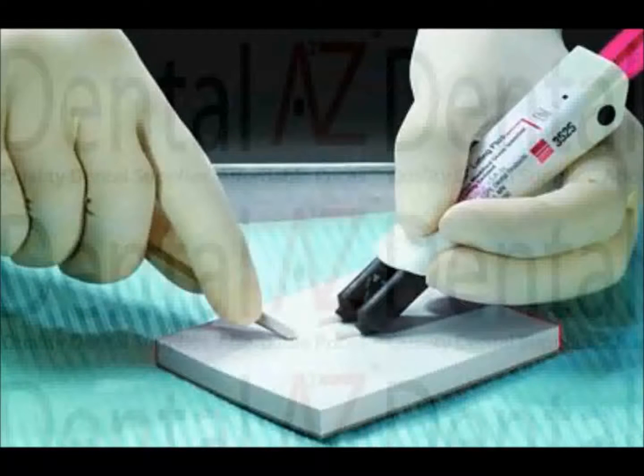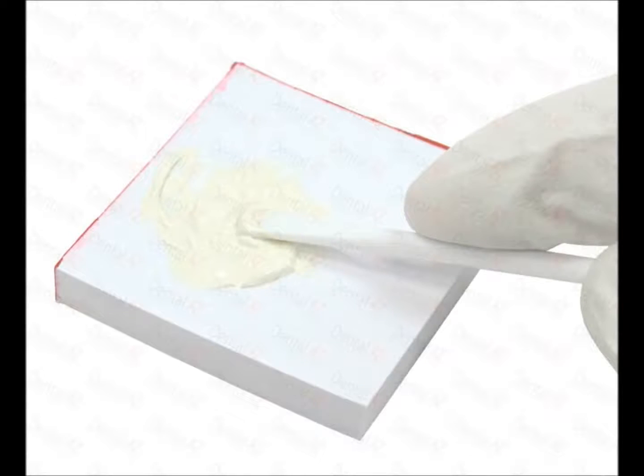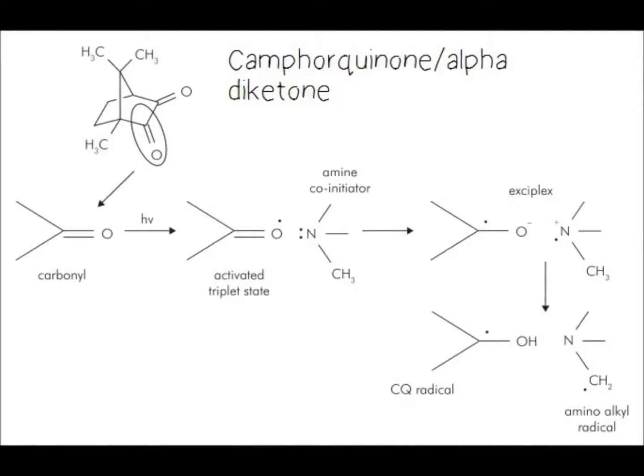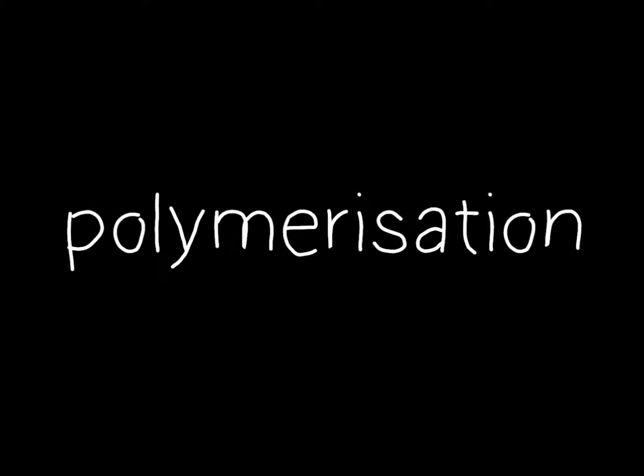Polymerization starts when the two pastes are mixed. We have seen now that the initiator generates a free radical. So let's continue to see the rest of the mechanism. The process of polymerization is split into 3 steps. First being initiation, second being propagation, and the last is termination.